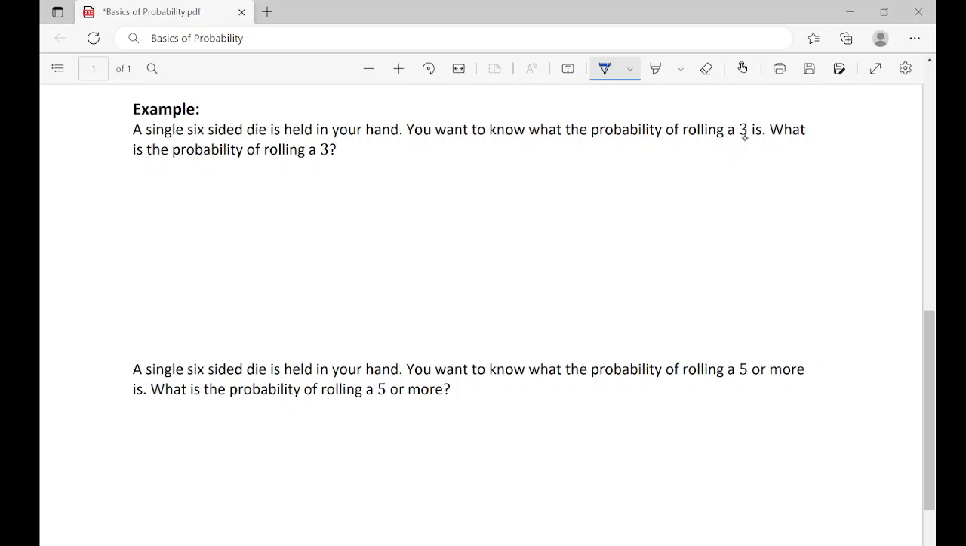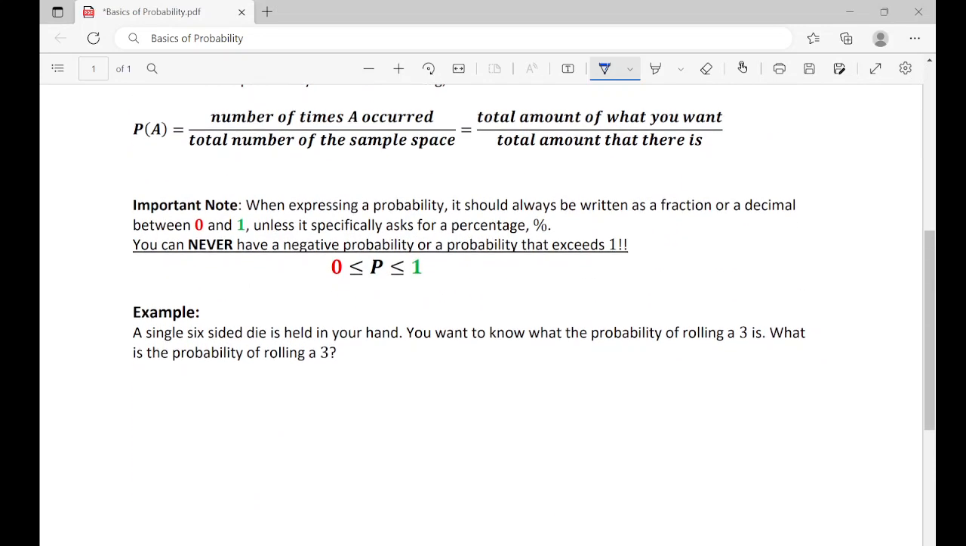Well, if you have the die and you roll it, it's going to come up with a number. So again, when we're looking at probability, we want to know the number of times A occurs. We want to know what's possible for a 3 to occur. A 3 can occur only one time on a die. So we can say that there is only one way to get a 3. So the probability of getting a 3 is 1 over the total amount of numbers on a little cube, on a die. There are 6 numbers, so it's going to be 1 over 6. So this would be the probability of getting it.